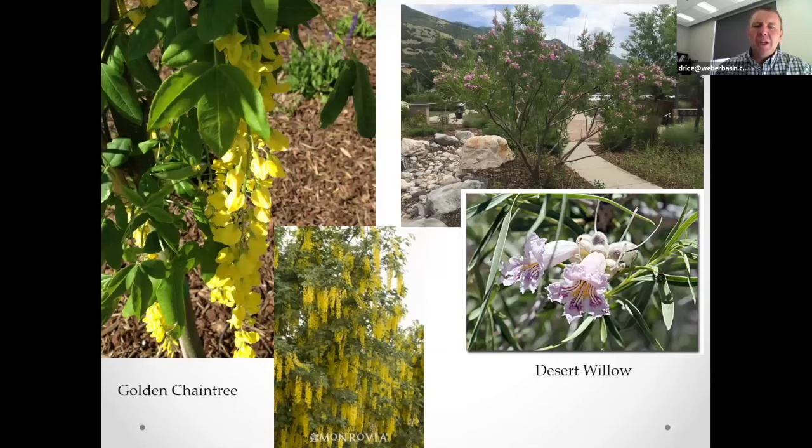Golden chain tree, beautiful panicles of yellow flowers. Desert willow has these great big flowers on it. Kind of like a snapdragon flower, that's how I describe it. It's just a really cool plant. Now, desert willow, I should mention, it's a little bit marginally hardy to our climate here. On a hard winter, the top of it will die back some. May not die back all the way.